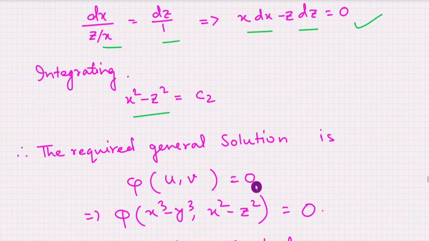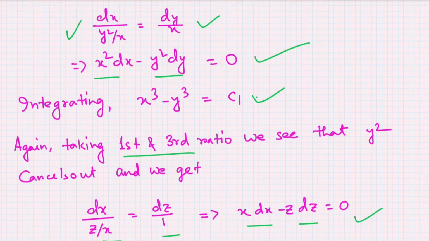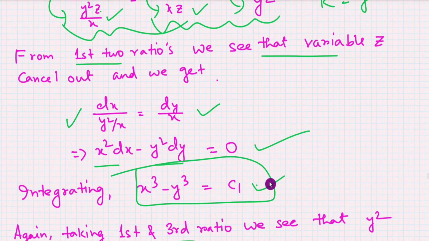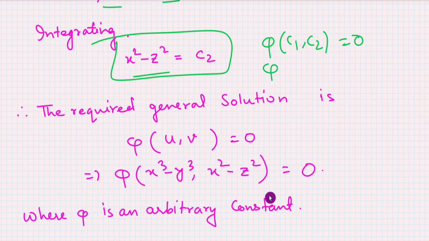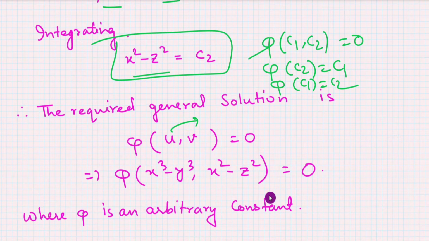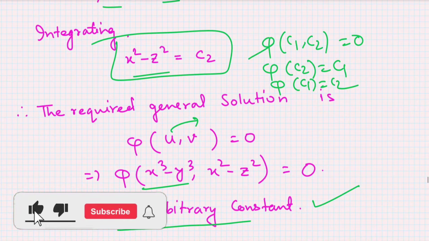So the required general solution is this one, c2, and this one is c1. We can write the general solution in three ways. First we can write phi of c1, c2 equal to 0, or you can write phi of c2 equal to c1, or you can write phi of c1 equal to c2. In this case we write the solution in the form phi of u, v equal to 0. That means u(x,y,z) equals c1 and v(x,y,z) equals c2. So this implies phi of x cube minus y cube, x square minus z square equals 0, where phi is an arbitrary function. So this is the type 1 solution, Lagrange solution.